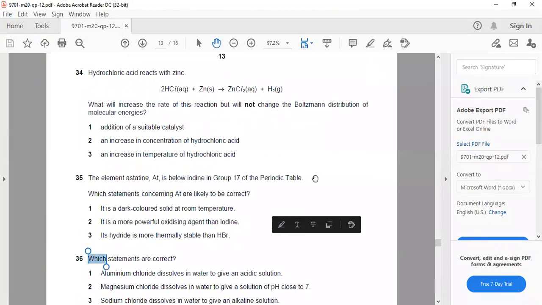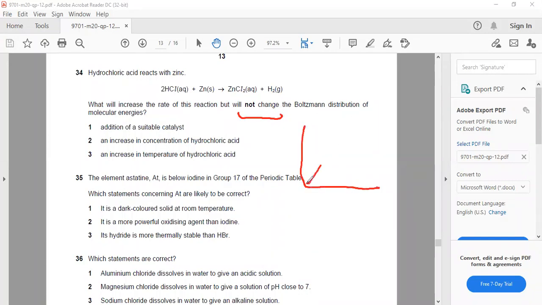34. When there is a 'not' in the question, you must note it. What will increase the rate of this reaction but will not change the Boltzmann distribution curve? Keep in mind the Boltzmann distribution curve, suppose there is activation energy. Activation energy is here now. Addition of catalyst does not change the curve.